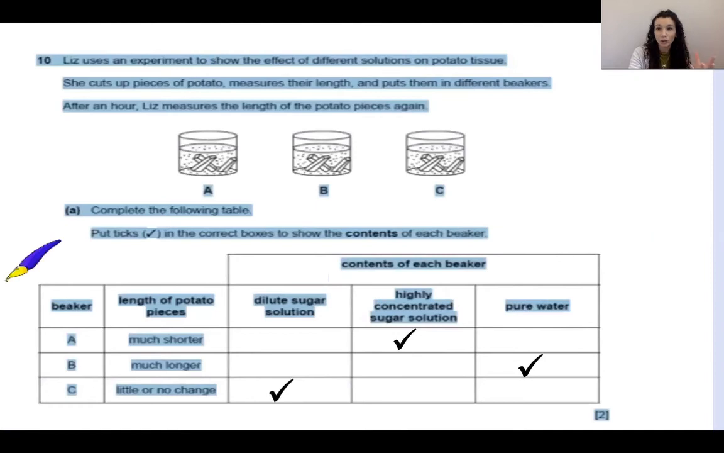And in the dilute sugar solution, what you'd expect is a very similar concentration of water molecules inside the potato as outside. So you'd expect to see very little difference or no change to the length at all. Okay. If you're unsure of this question, then pause the video and maybe rewind to hear me explain it again, or you can look up osmosis on BBC Bitesize.